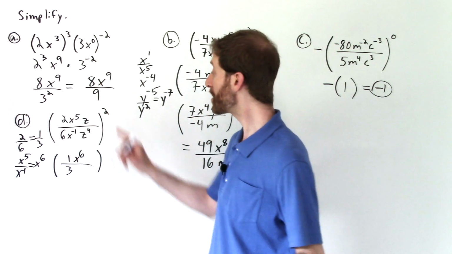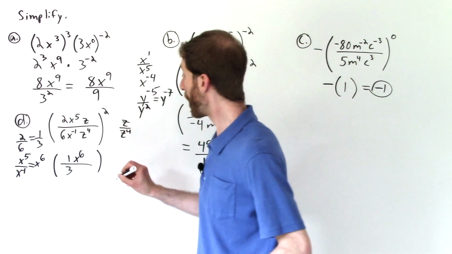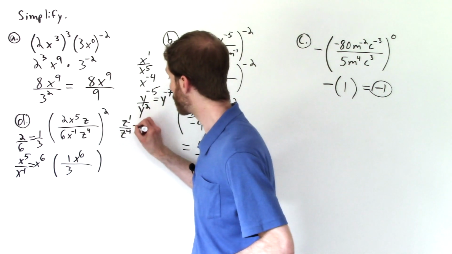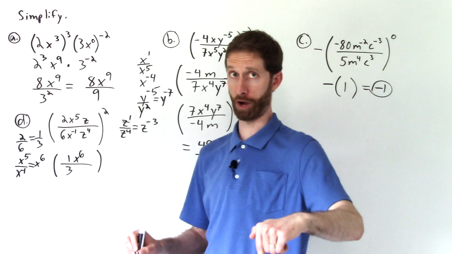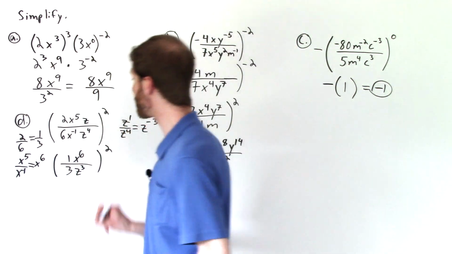And then you have z over z to the 4th. We'll do this over here. Well, that's z to the 1 over z to the 4th. 1 minus 4 is -3. So that's z to the -3, which means it ends up in the denominator. Nice. So we've now simplified the interior.